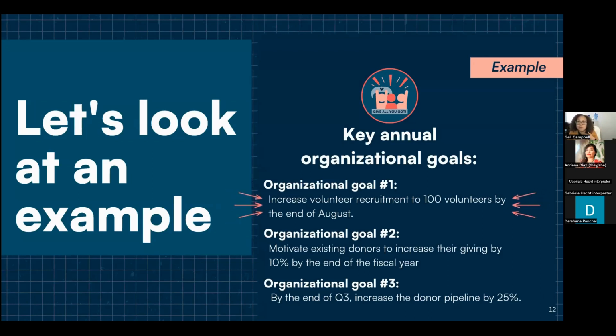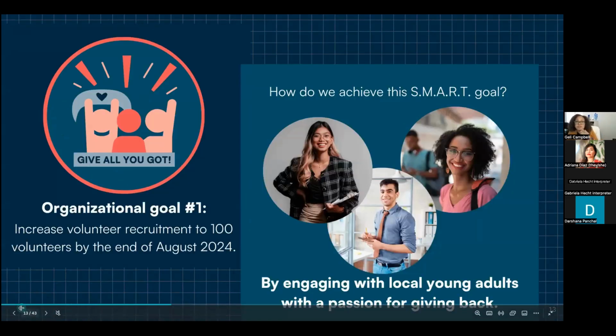Organizational goal number 1, increase volunteer recruitment to 100 volunteers. Goal number 2, existing donors increase by 10%. And 3, increase the donor pipeline by 25%. But we're going to start with number 1. The goal is going to be increase volunteer recruitment to 100 volunteers.